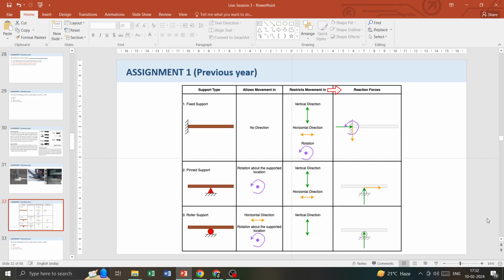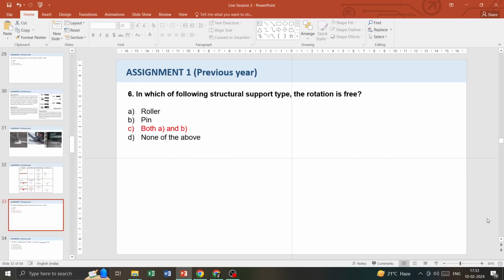to sum it up together, we have the support system, the movement it is allowed, and the restricted movement and reaction forces. In fixed support, movement is allowed in no direction, and movement is restricted in vertical, horizontal, and rotation. In pinned supports, rotation is about the supported location, and the movement is restricted in vertical and horizontal. In roller support, the movement is allowed in the horizontal direction and rotation about the supported location, but it is restricted in the vertical direction. So our answer is both A and B.